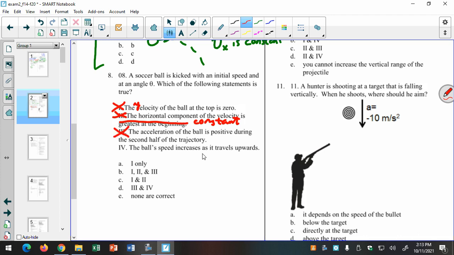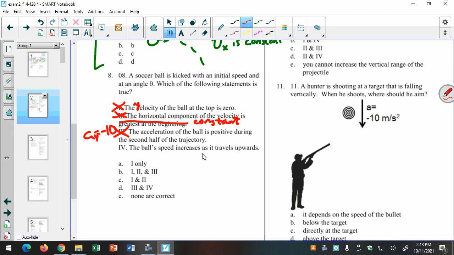No, not true. The acceleration is always minus 10. Going up and coming back down again, the acceleration in the y direction is always minus 10. And the ball's speed increases as it travels upwards. Now, what if it was downwards? Would that be true? Yeah, you're right.